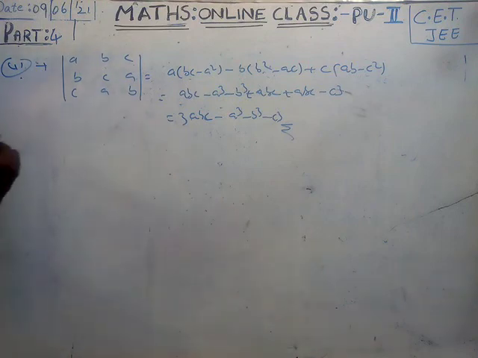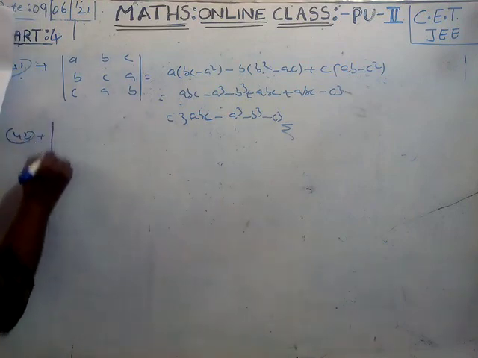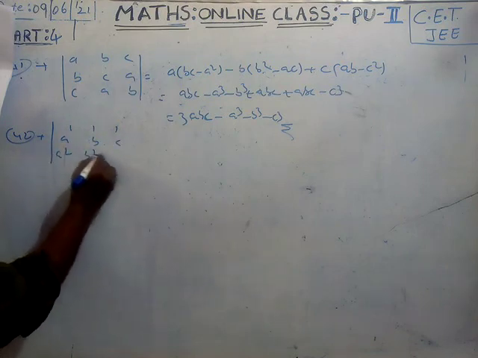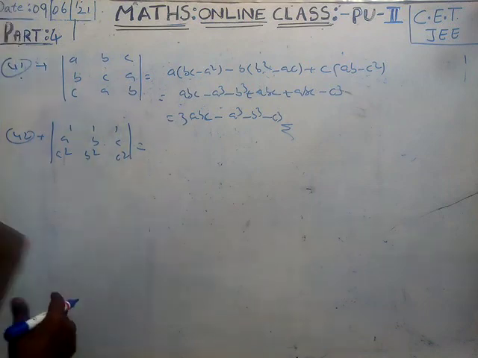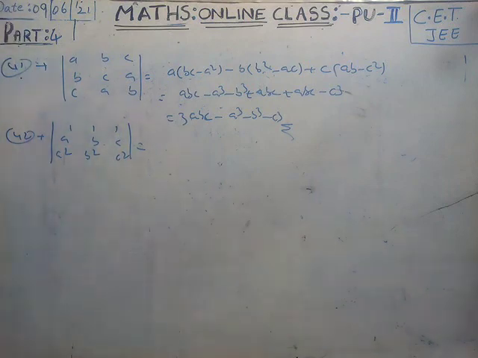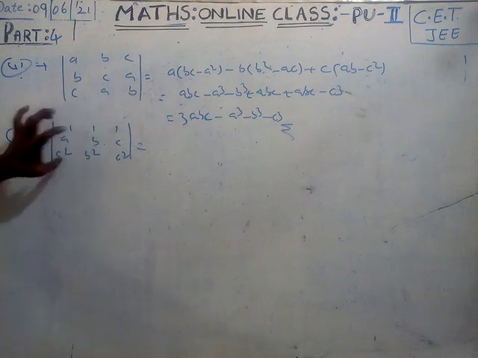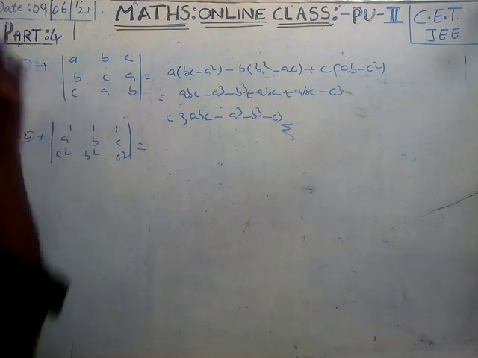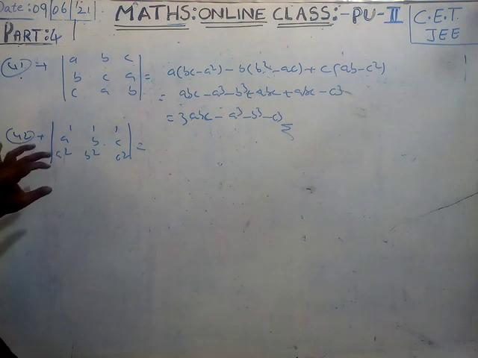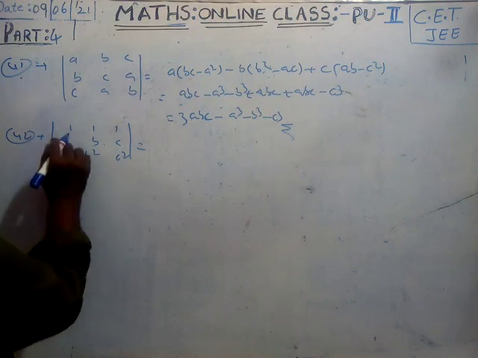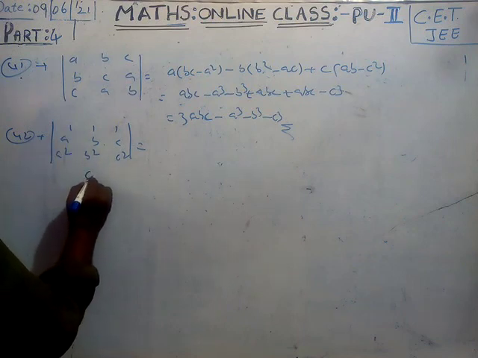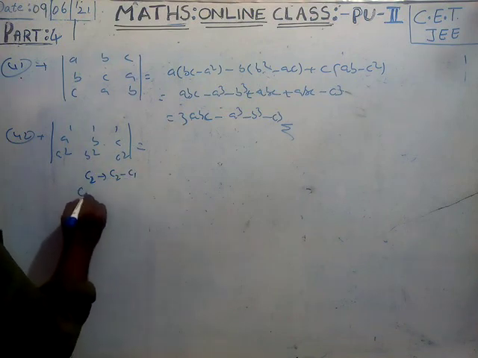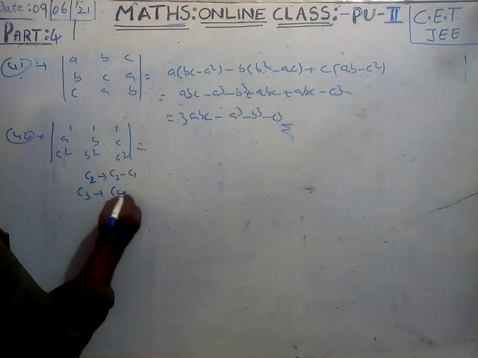Next, 42. It is 1, 1, 1; A, B, C; A square, B square, C square. What is the expansion? If you expand it directly, it is a lengthy one. Some methods and rules are there to do it without expansion. I will apply: here, C2 will be changed as C2 minus C1, and C3 also as C3 minus C1.